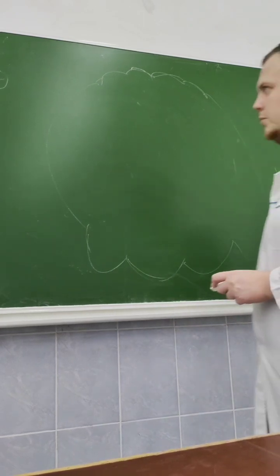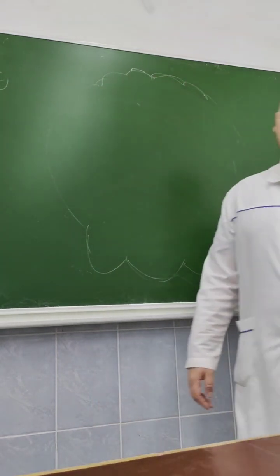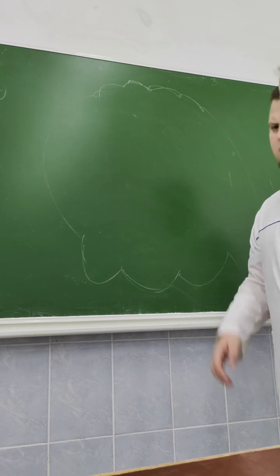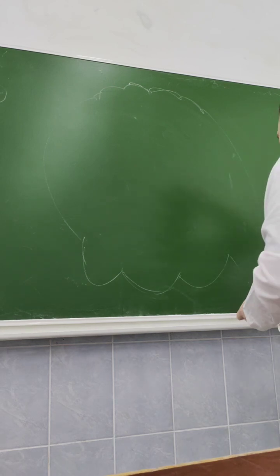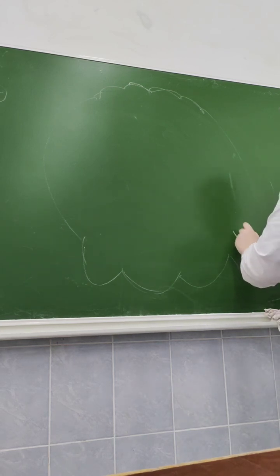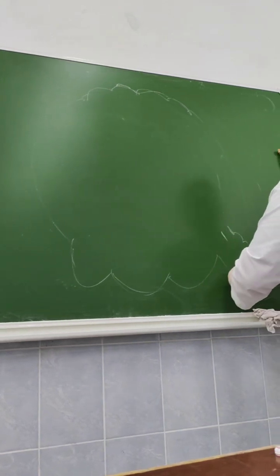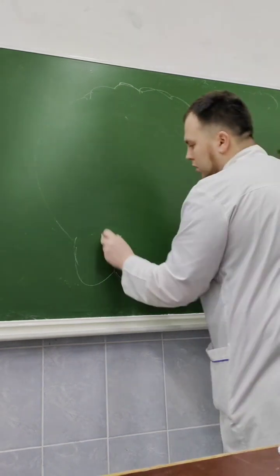There are 4 types of the gray matter in the medulla, 4 groups of nuclei. First group of nuclei is the reticular nuclei, which are present in all the brainstem. Second one is the olivary nuclei, which are located in the olives.